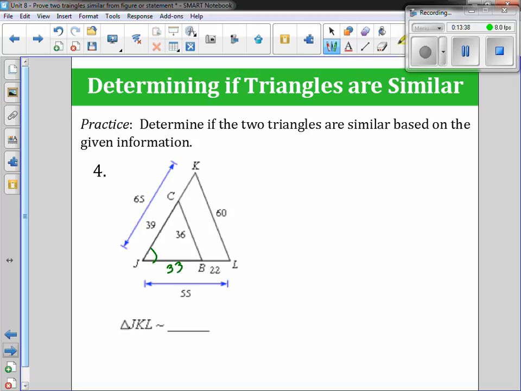So we're going to compare 33 and 55. And then we're going to compare 39 and 65. And both of these simplify to 3/5. So I can say that triangle JKL is similar to triangle JCB by side, angle, side similarity. If I wanted to show side, side, side, I would need to show 36 is proportional to 60, which it is.